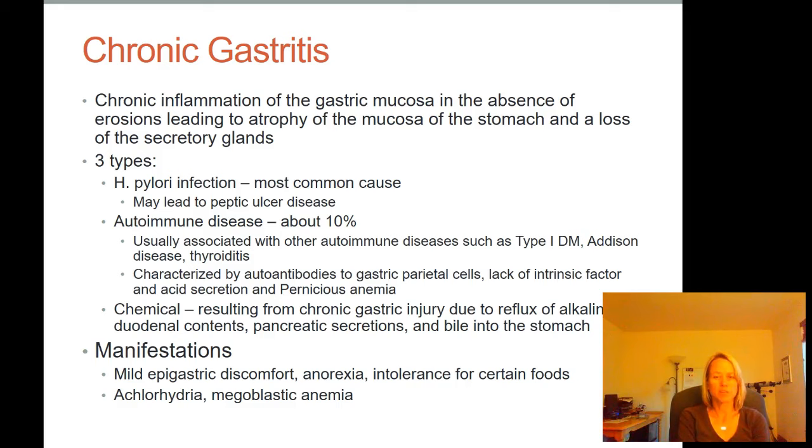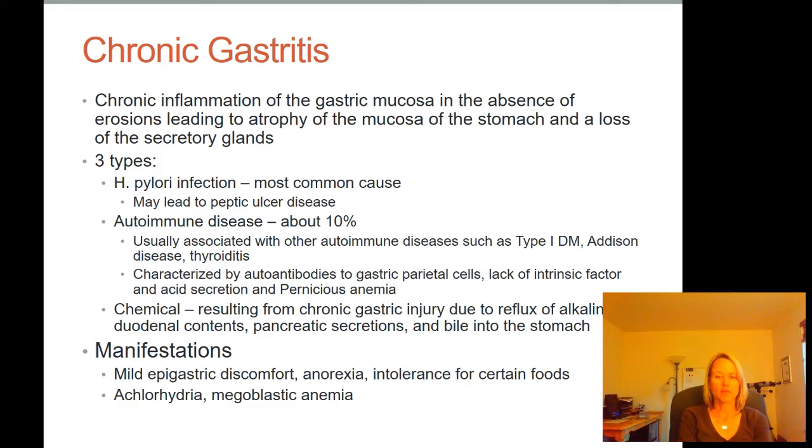Autoimmune disease, which makes up about 10%. This is usually associated with other autoimmune diseases, such as type 1 diabetes mellitus, Addison's disease, thyroiditis. But here this is characterized by autoantibodies to gastric parietal cells, and then this is also going to cause a lack of intrinsic factor because those parietal cells not only secrete acid but also intrinsic factor. So we see decreased acid secretion and pernicious anemia.